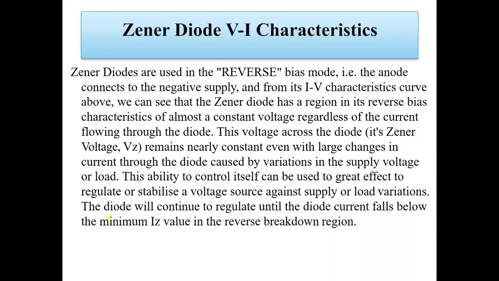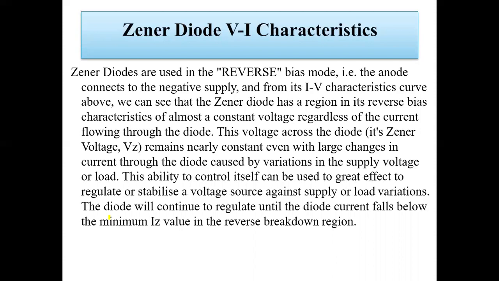Here are the Zener diode IV characteristics. A Zener diode is used in the reverse bias mode, that is, connected to the negative supply, and its IV characteristics are above. Here, we can say that the Zener diode has a region in its reverse bias characteristics of almost constant voltage regardless of the current flowing through the diode. This voltage across the diode is the Zener voltage, and it remains nearly constant even with a large change in current through the diode caused by variation in the supply voltage or load.